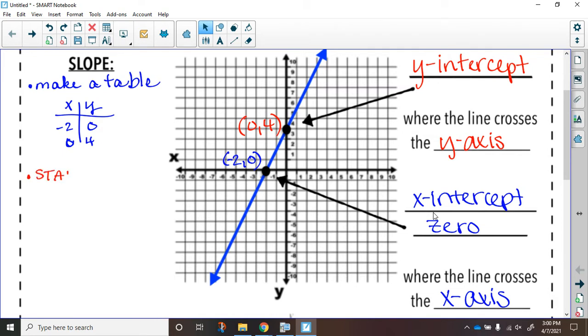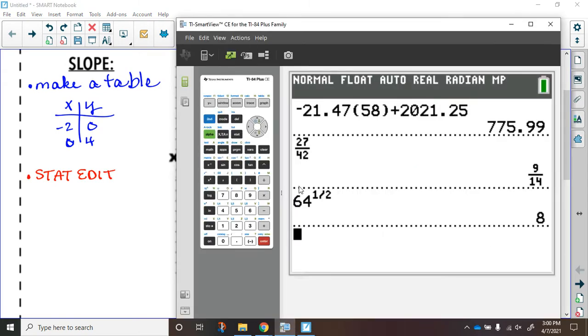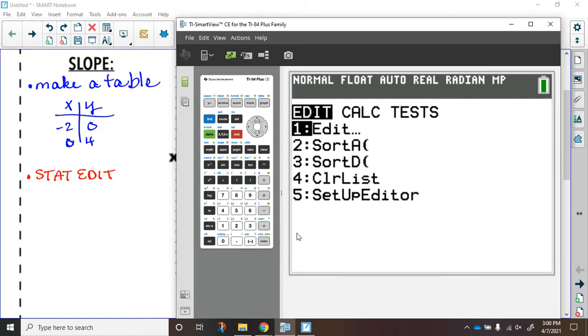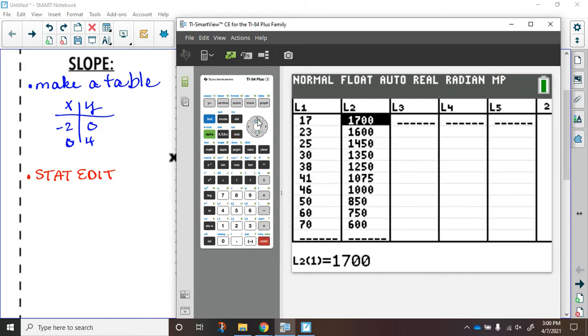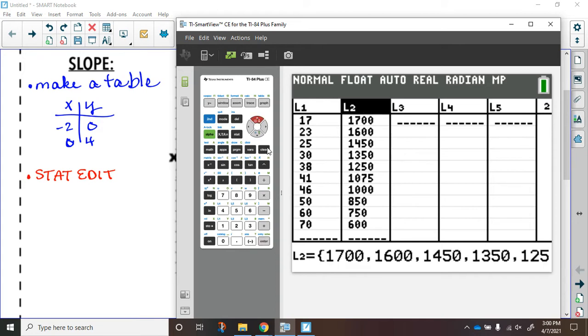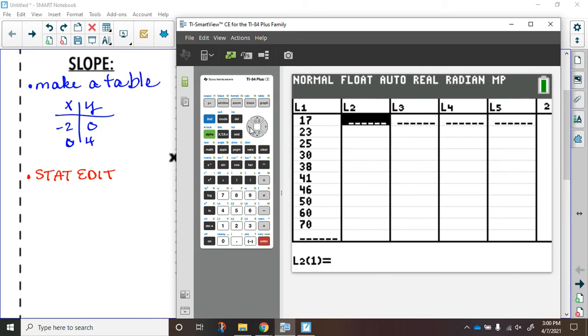So stat edit comes next. We're going to get our calculators and go to stat edit. If there's anything typed in your calculator, the easiest way to clear out your columns is highlight the title, clear, enter. Again, highlight the title, clear, enter. And I'm going to type in the numbers -2, 0, and then 0, 4.